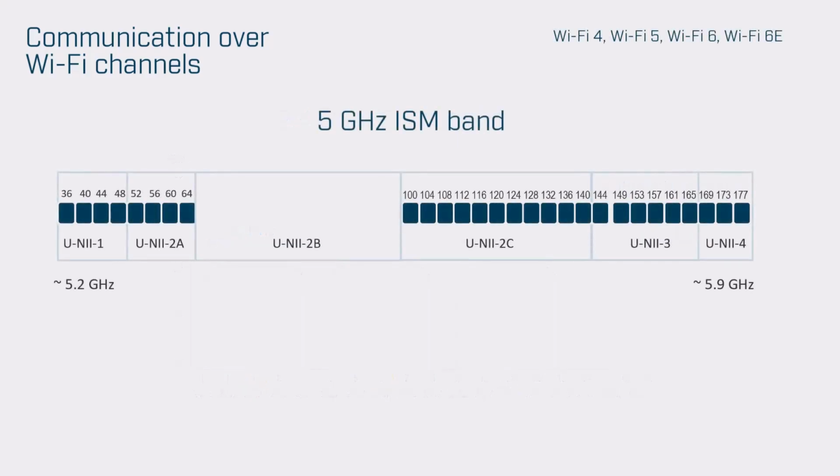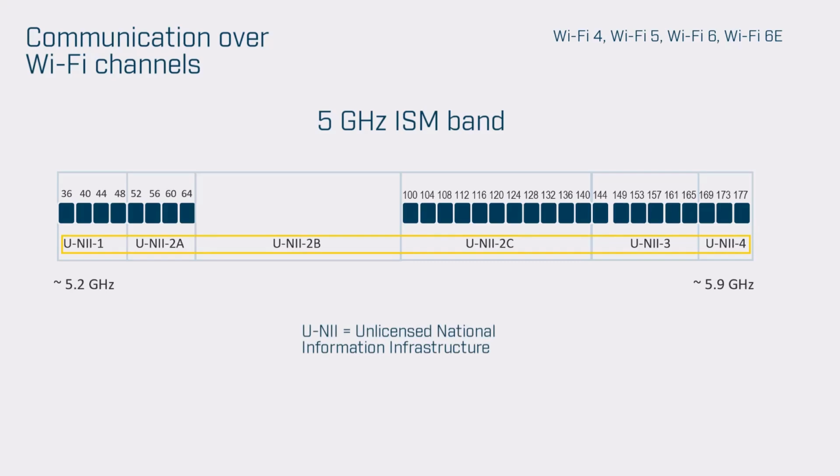The 5 GHz frequency band spans from about 5.2 to 5.9 GHz and offers more channels, none of which overlap. The 5 and 6 GHz bands are divided into unibands, which stands for Unlicensed National Information Infrastructure. The uniband 1 can be used worldwide without restrictions. Other unibands may come with regional restrictions, for example, to avoid interference with radars.